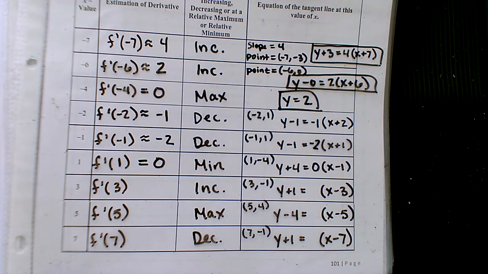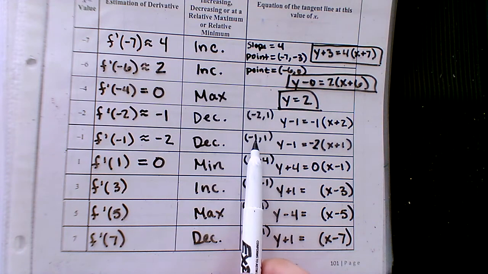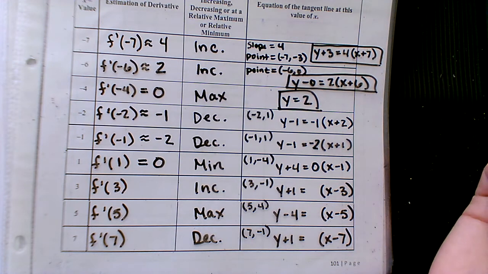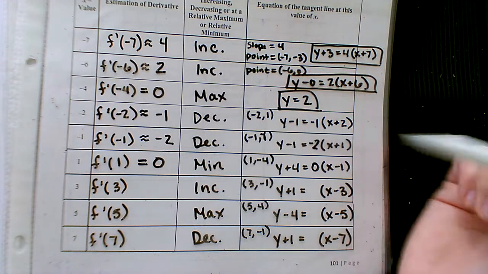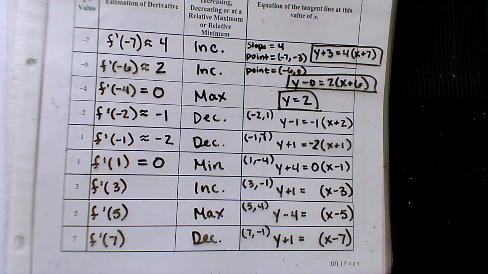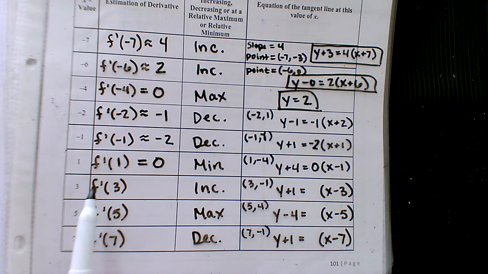How are we doing so far? Good? Yes. For -1, for the point slope formula, would it be y plus 1 because the y value is negative? Oh, I didn't write that down there. Yeah, so that should be -1 according to the graph, so that would be a +1, right? Good catch. All right, let's check out 3.